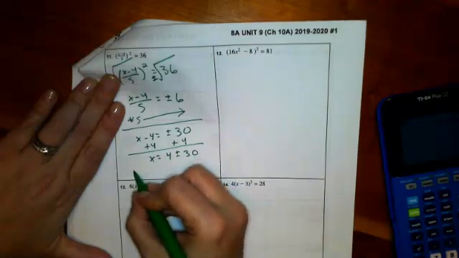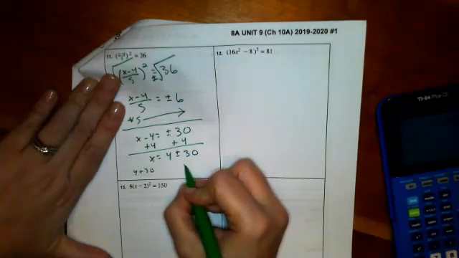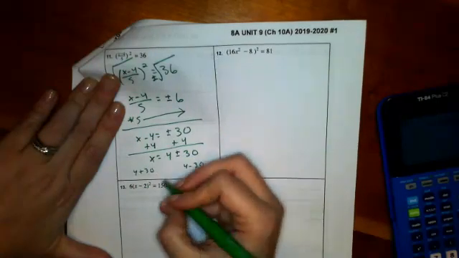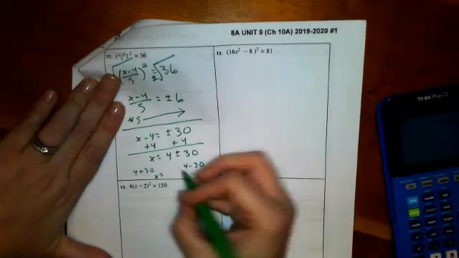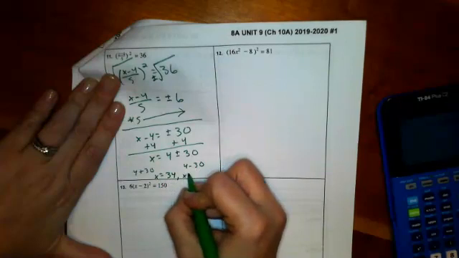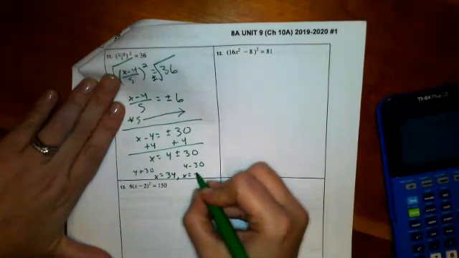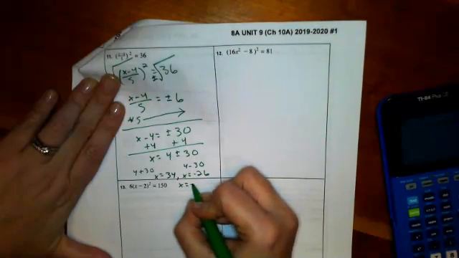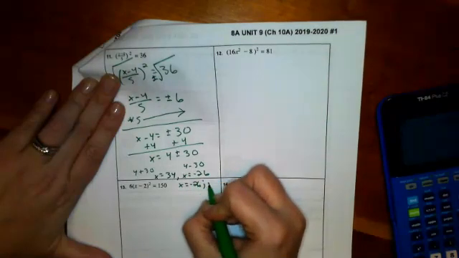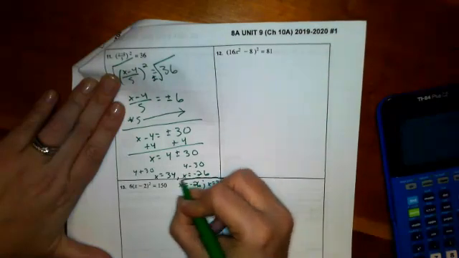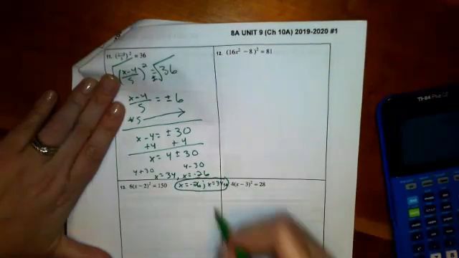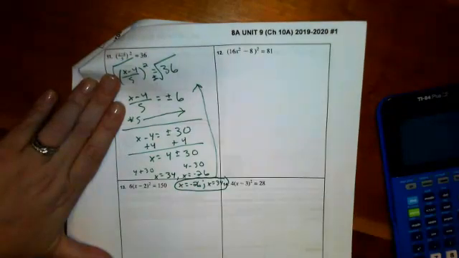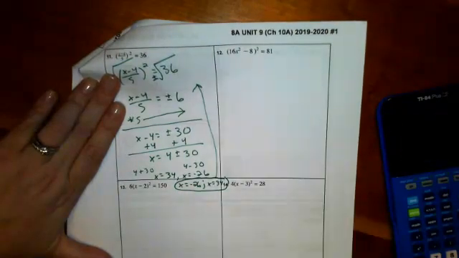So I've got 4 plus 30, and I've got 4 minus 30. So we're going to have x equals 34 and x equals -26. I always put them in ascending order. So we're going to say x equals -26, comma, x equals 34. That's my final answer. That was that one up there. Looking at 12.